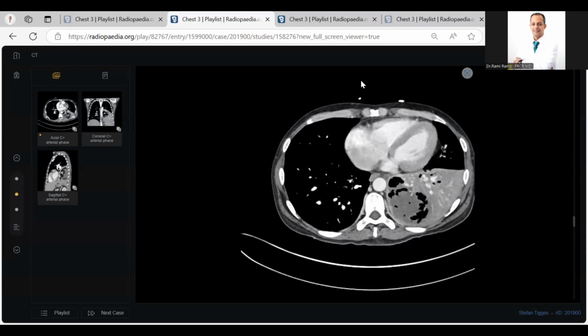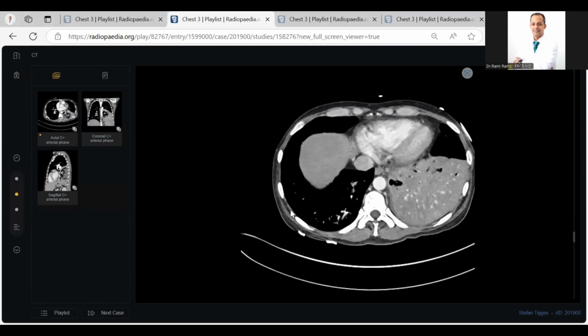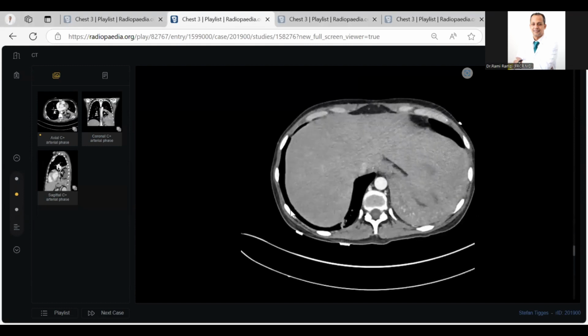And there is a collection formation maybe in the lungs. So I'm concerned about necrotizing pneumonia as well on the background of lung changes. So, what's your differential?